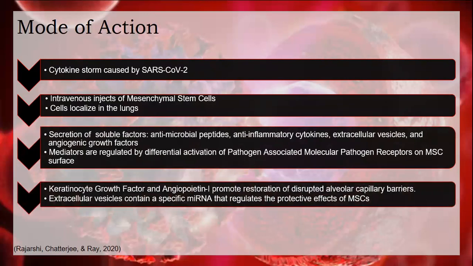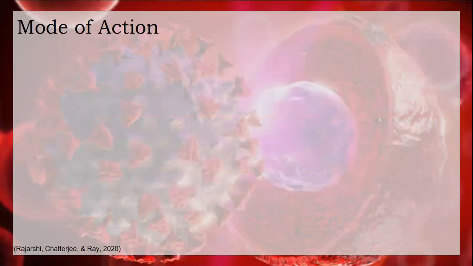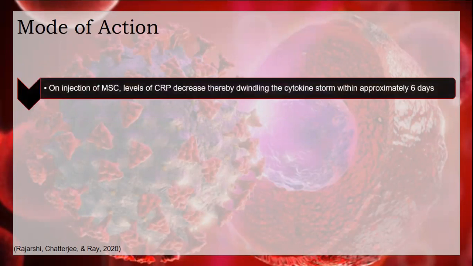Once the stem cells have made a home in the lung tissue, they secrete keratinocyte growth factor and angiopoietin 1, which mainly help promote the restoration of the disrupted alveoli which has been caused by the virus. The secreted extracellular vesicles contain a specific miRNA that helps regulate the effect of the mesenchymal stem cells for a very long period of time. On injection of mesenchymal stem cells, the levels of C-reactive protein also decrease in an infected body, thereby helping fight the cytokine storm within approximately 6 days.